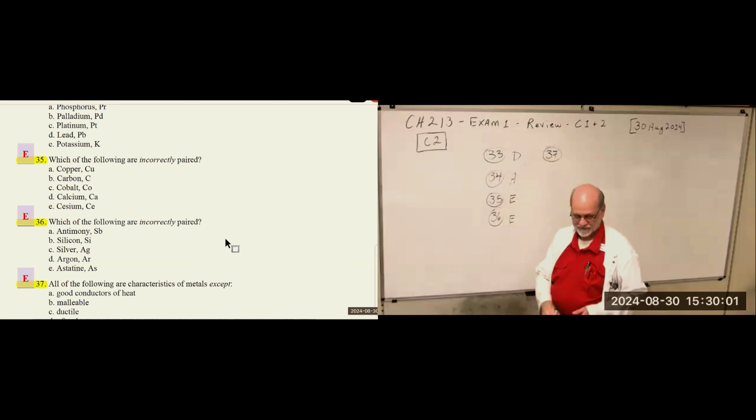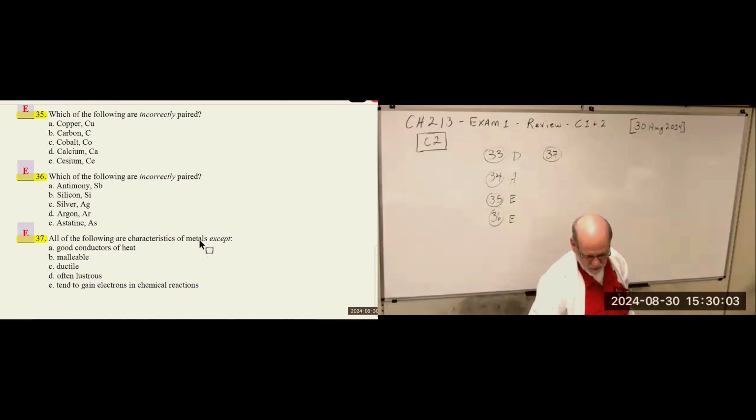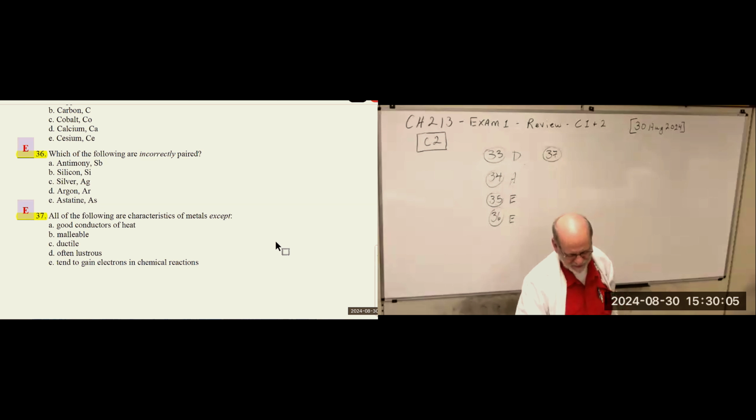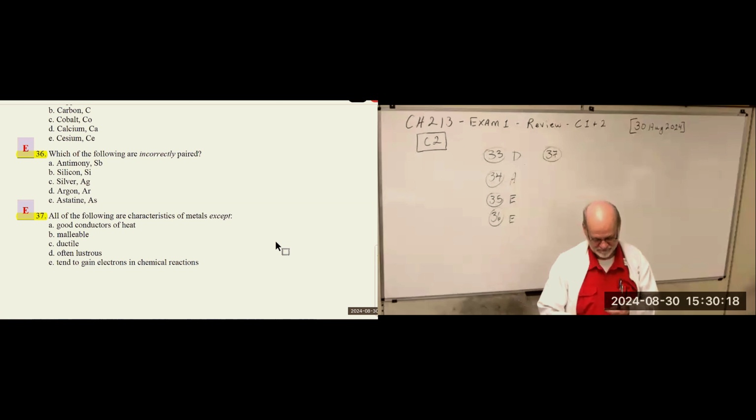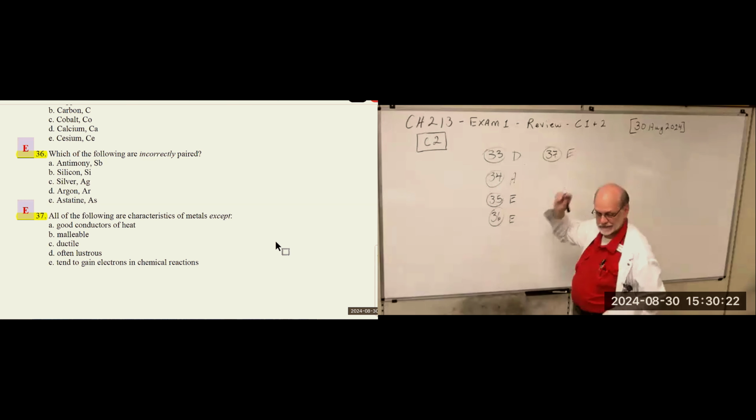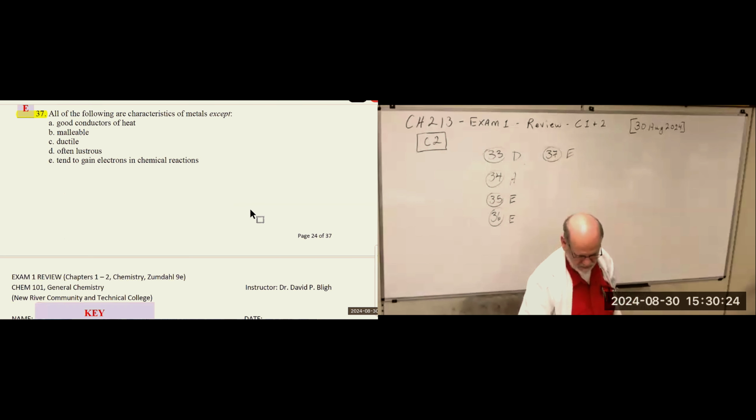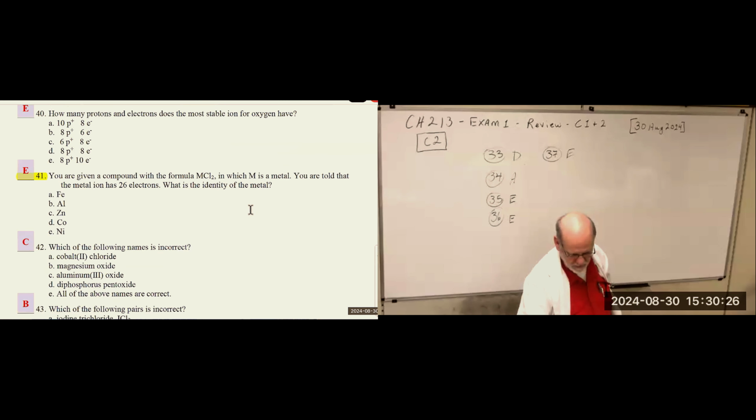37. All the following are characteristics of metals except they conduct heat. Yep. They're malleable, yep. Ductile, yes. Often lustrous if they're polished. Tend to gain electrons in chemical reactions. That's not right. So E is wrong for this one. All right, those were quick and dirty.